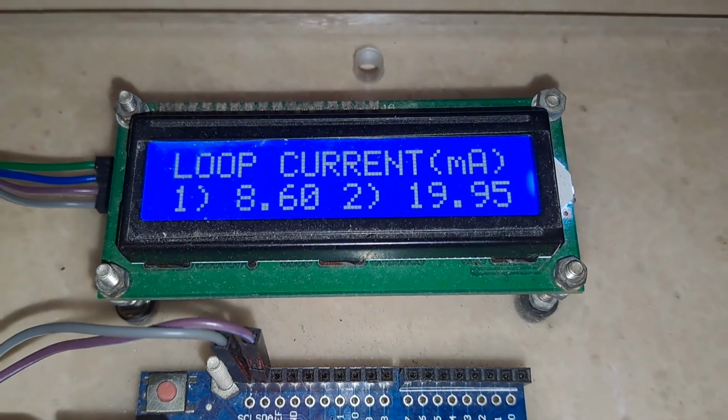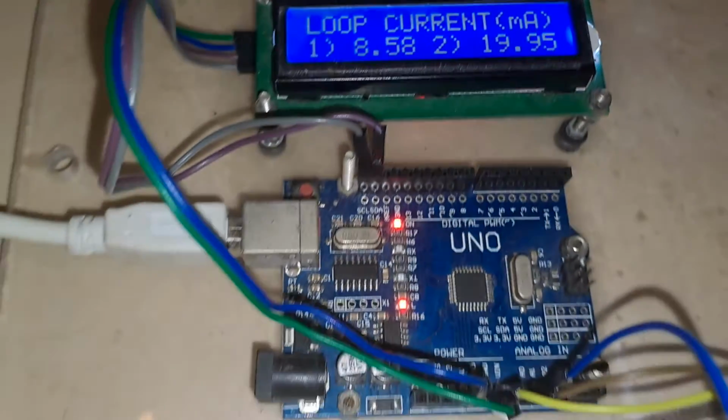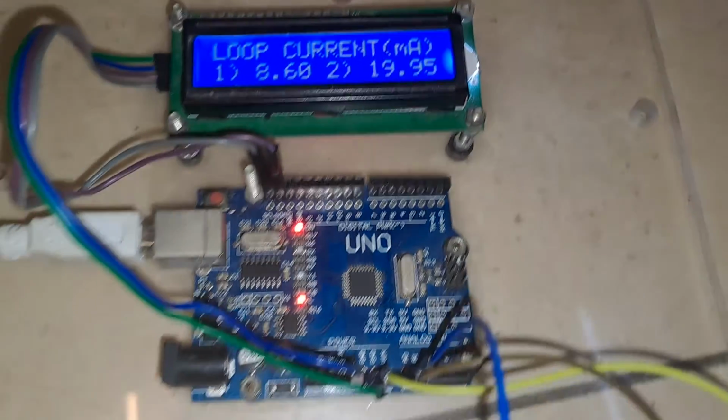Once again, this is the 4 to 20 milliamp current simulator, the dual channel current simulator using Arduino Uno.